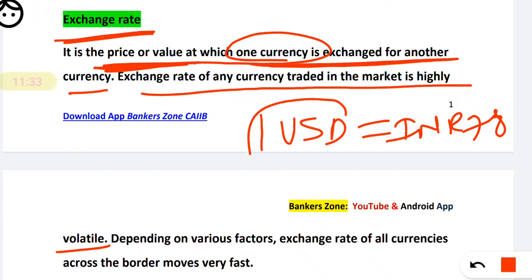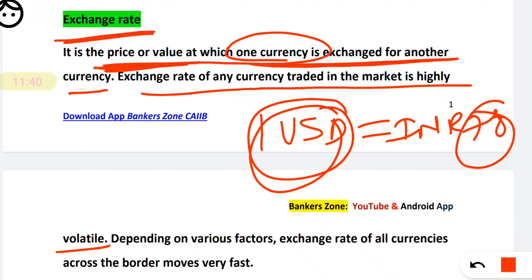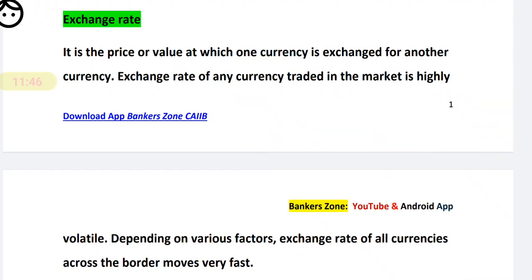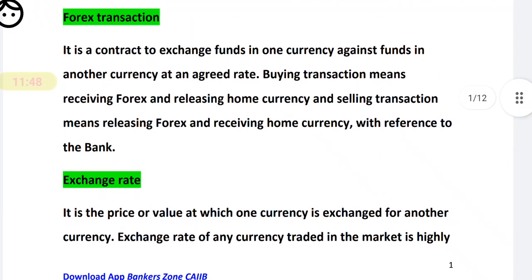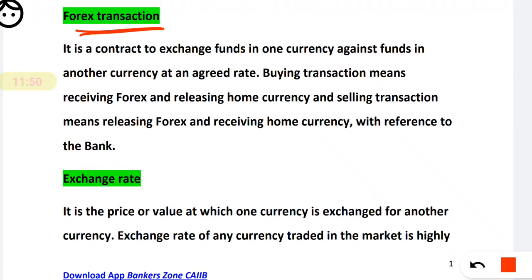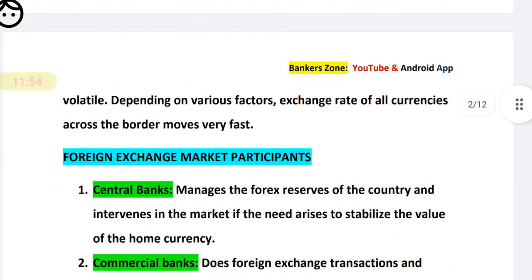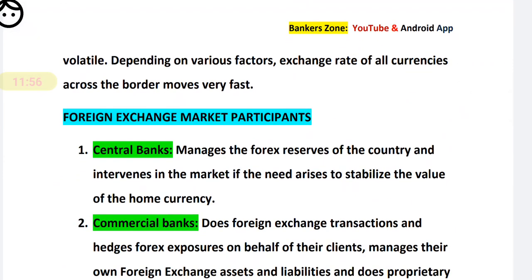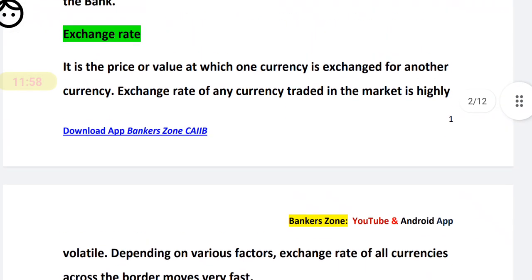So it is the price at which one currency is exchanged with the other currency. That is simply the exchange rate. The rate at which it is exchanged is the exchange rate. So friends, simply, the forex transaction is done at a rate called the exchange rate. Nothing to explain, it is very easy. Now what we have to discuss here is the exchange rate.